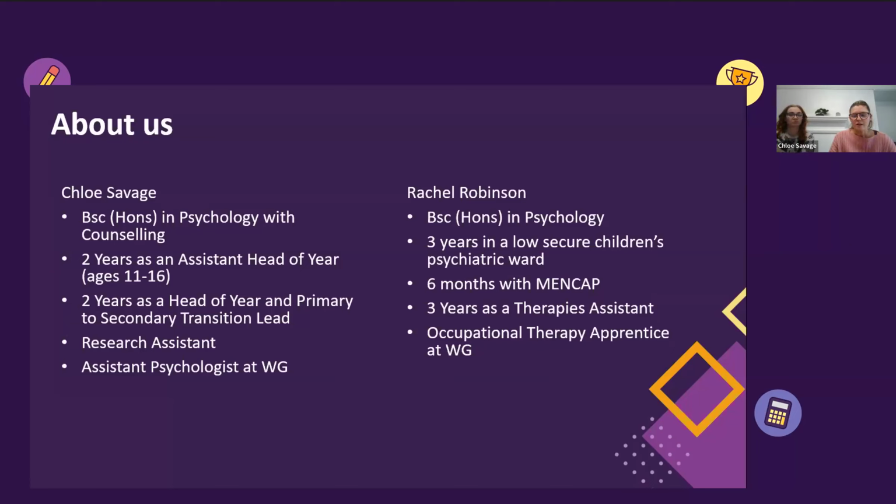Most of the work I did was with students with additional needs, particularly those with social, emotional, mental health needs. And then I moved on to be a research assistant within the field of psychology before working where I am now at Witherslack Group. And I'm Rachel, and I'm an occupational therapy apprentice at the minute, which I've just started. And then I also had my undergraduate in psychology, and before that I've worked in mental health.